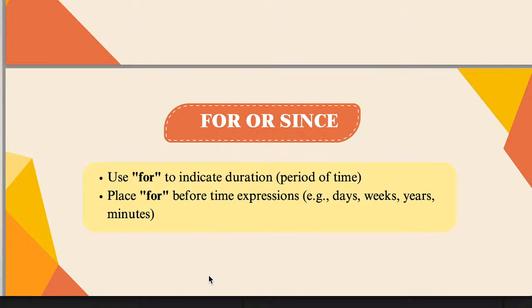And for time expressions, like days, weeks, years, minutes: I've been waiting here for 5 minutes. So again, it's a duration. I've been calling you for weeks. That means for a very long period of time, I've been calling you. So for time period, for duration, and for time expressions, you're supposed to use for.